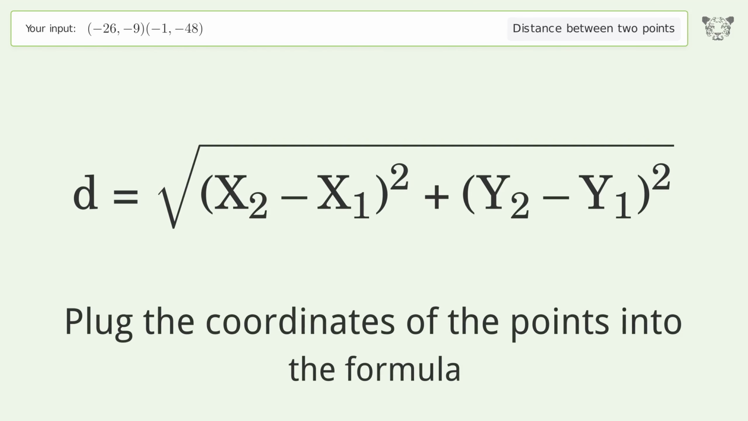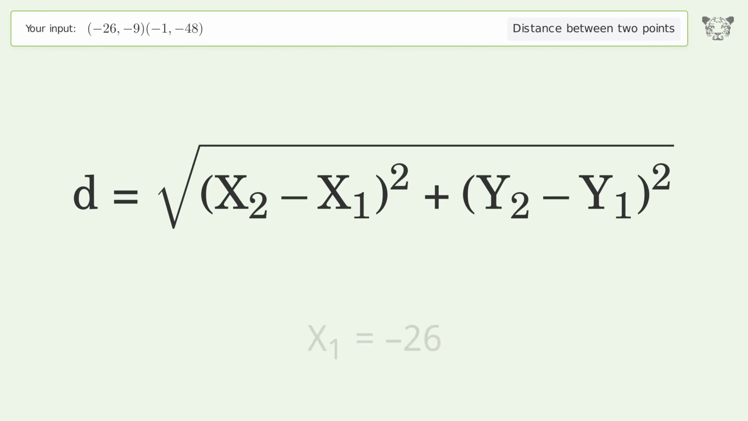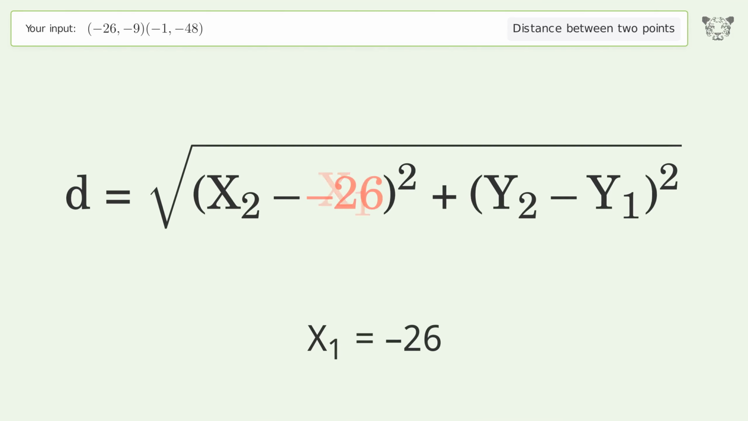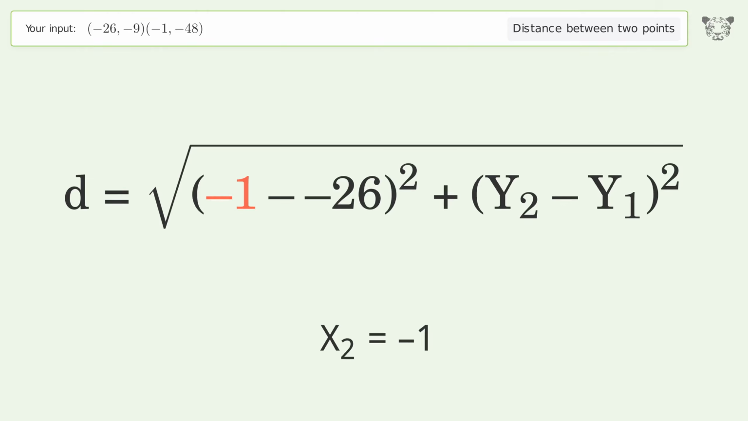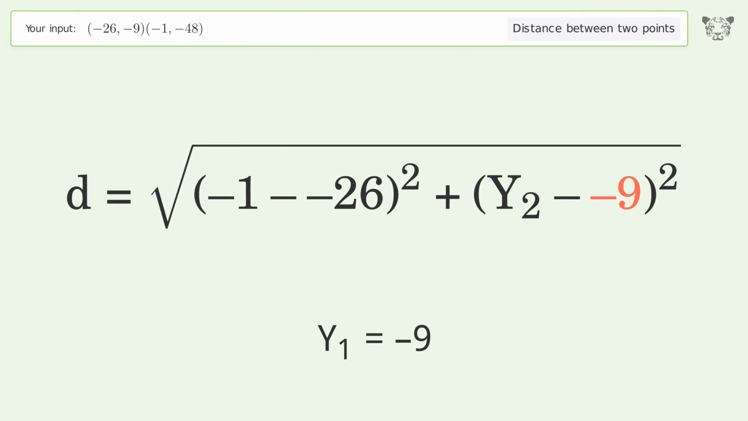Plug the coordinates of the points into the formula. x1 equals -26. x2 equals -1. y1 equals -9. y2 equals -48.